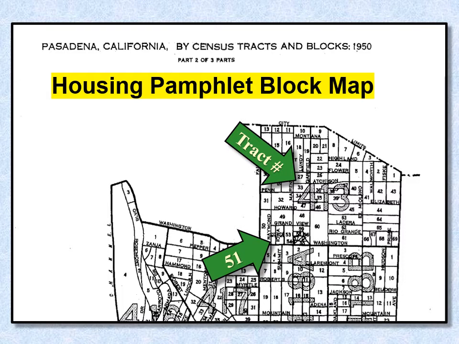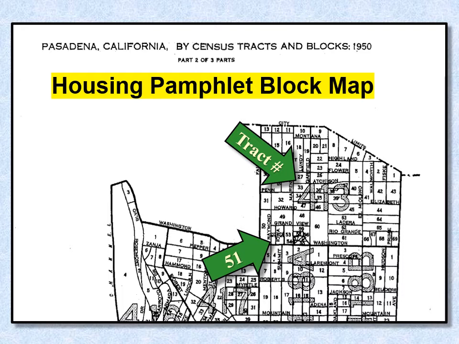And if we hunt throughout the map, we eventually will find tract 413. The tract number is composed of several enumeration districts, and there is block 51, and you can see it's surrounded by Grandview, Iowa, Washington, and Raymond.